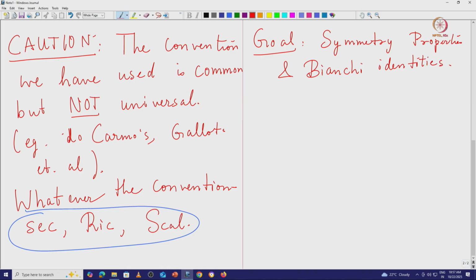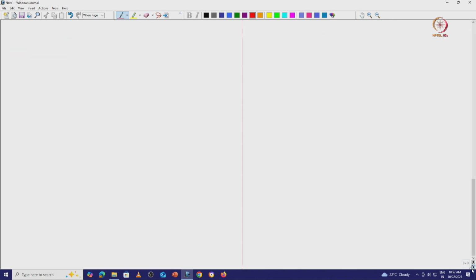Alright, so the first proposition is the following. Because it's a longish proposition, let me write it on the next page. So here's the proposition. Let X, Y, Z, W be vector fields. Then we have the following.